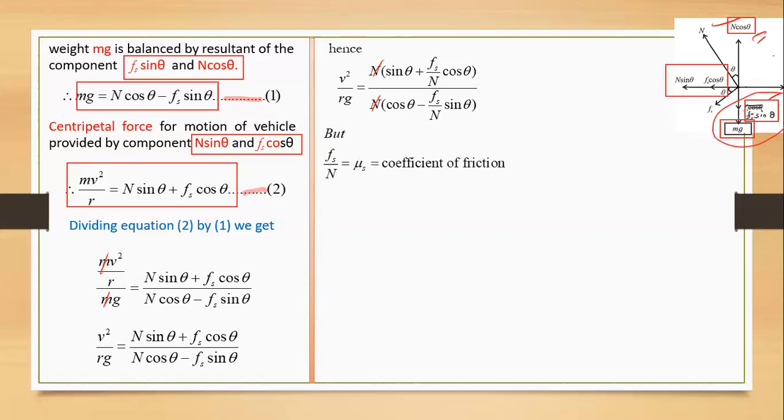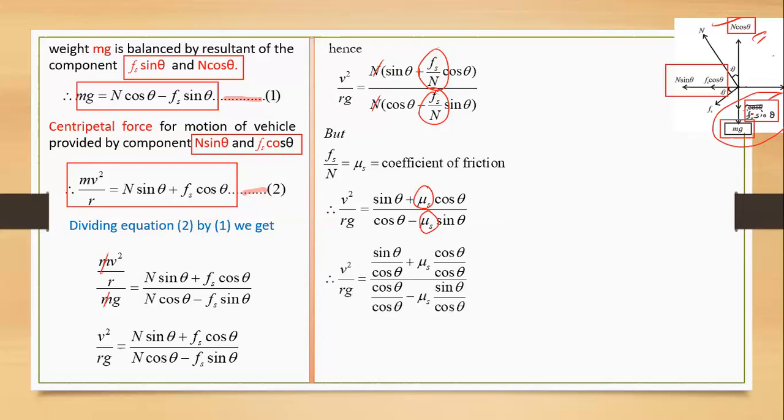Now next one, fs by N is equal to mu s, which is the coefficient of static friction. Let me substitute mu s, then the equation becomes: instead of these terms, we substitute mu s. Now dividing the right hand side numerator and denominator both by cos theta, we get sin by cos plus mu s cos by cos. Here cos gets cancelled, and here cos gets cancelled, means it is 1. And sin by cos is tan. So next step is v square by rg is equal to tan theta plus mu s divided by 1 minus mu s tan theta.